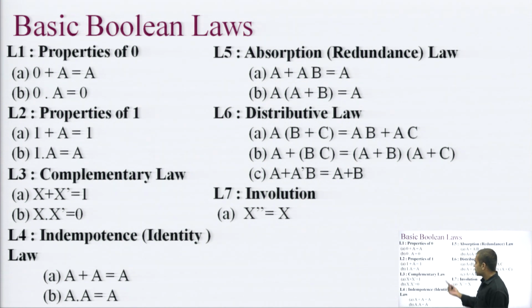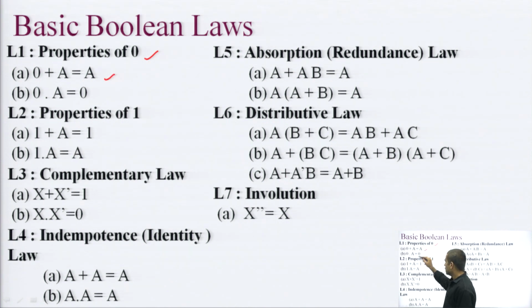So, to start with we have properties of 0 in which we can see that 0 plus a, that means if 0 is added to any variable then it remains unaffected, that means 0 plus a is equal to a. Similarly, 0 multiplied by a variable will make the product 0. So, 0 into a is 0.